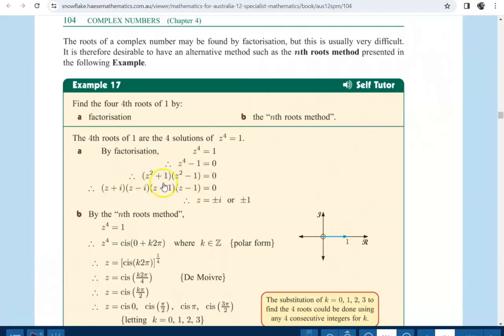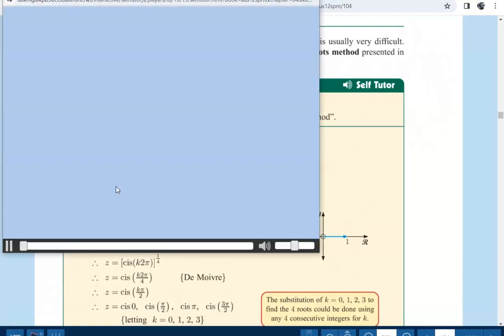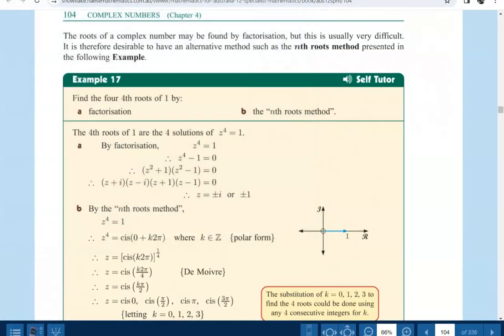Good reminder that to factorize z squared plus 1, we use imaginary. Sometimes we forget that. We did that right at the start of the year. And so we get our solutions of plus or minus i, plus or minus 1.